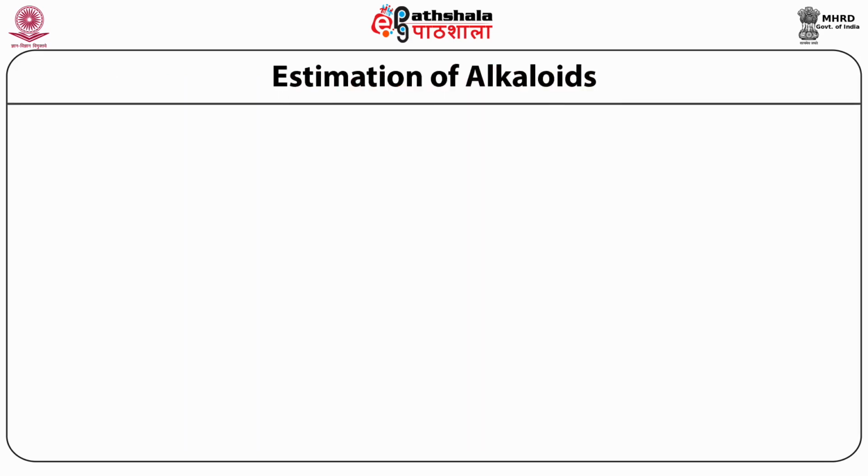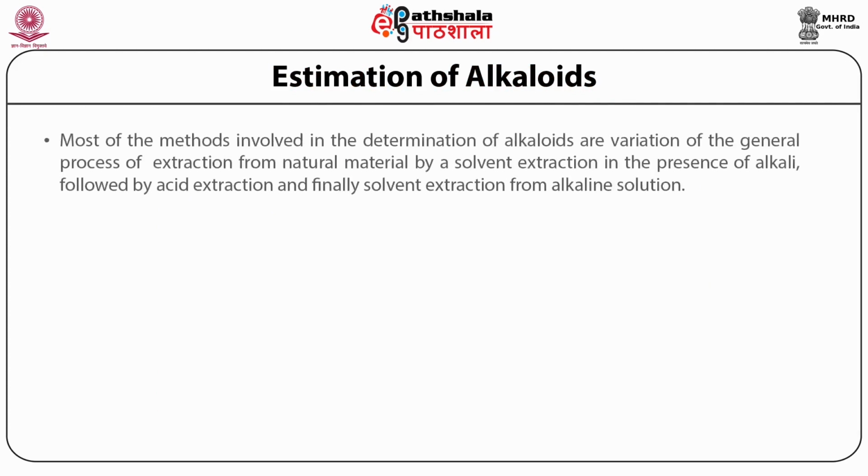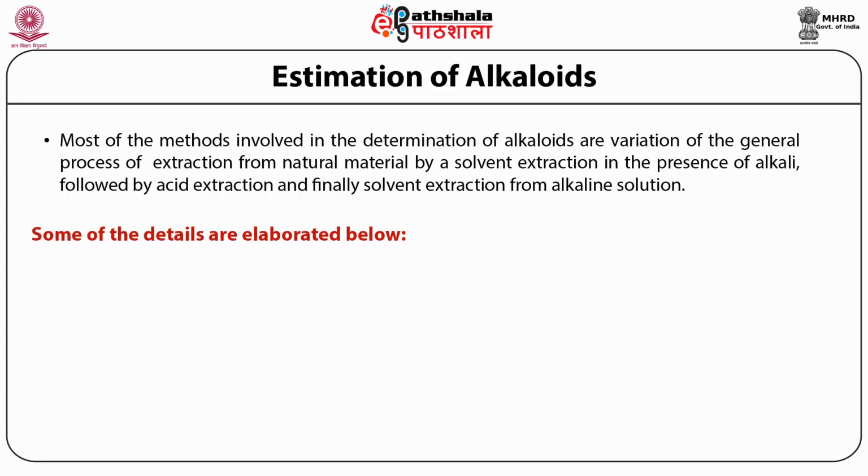Let's now discuss the estimation of alkaloids in detail. As I have already mentioned, most of the methods involved in the determination of alkaloids are variations of the general processes of extraction from natural material by solvent extraction in the presence of alkali, followed by acid extraction and finally solvent extraction from alkaline solution. So let us go into the details of these processes.